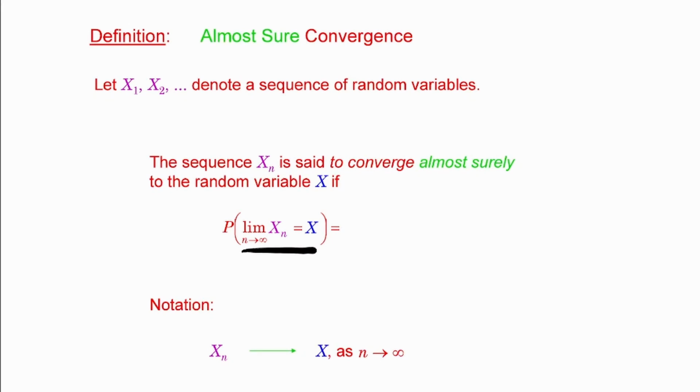So the probability they do is going to be equal to 1. That's the strongest so far. This implies actually every other. So if random variables converge almost surely, they also converge in probability and they also converge in distribution. But I'm going to summarize it later on.